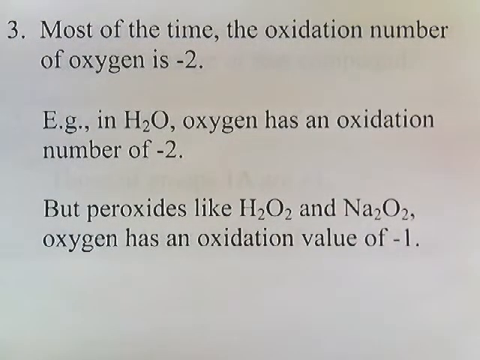Now most of the time, the oxidation number of oxygen is -2. So for example, in H2O, oxygen has an oxidation number of -2. But in peroxides like H2O2 and Na2O2, oxygen has an oxidation value of -1. So these are just the exceptions to the rules that you just have to memorize.